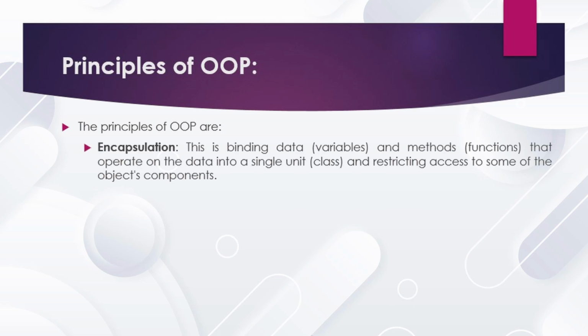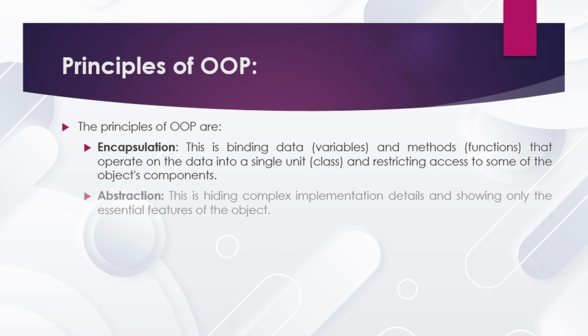Encapsulation is binding data and methods that operate on the data into a single unit and restricting access to some of the object's components. This is done to protect the internal state of an object and only allow access through public methods. The next is abstraction. Abstraction is hiding complex implementation details and showing only the essential features of the object. This is done to reduce complexity and increase efficiency.